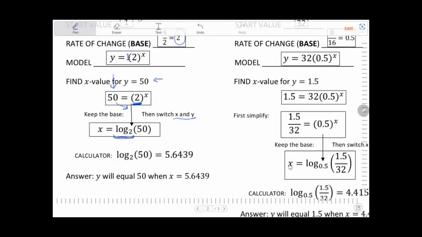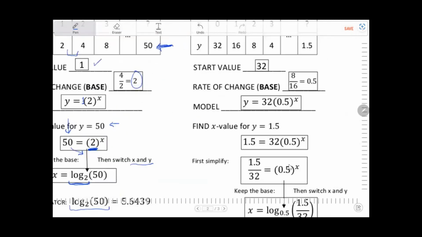And on your calculator, you can find a log key. It's right under the second key at the top of your calculator. And when you put in log base 2, input 50, you get 5.6439. Okay, so now that's our answer. y will equal 50 when x is equal to 5.6439.